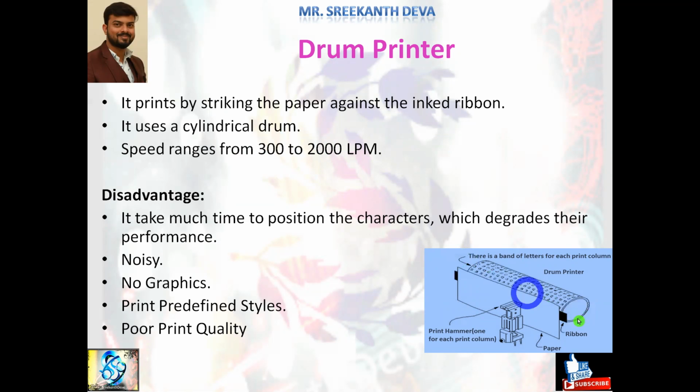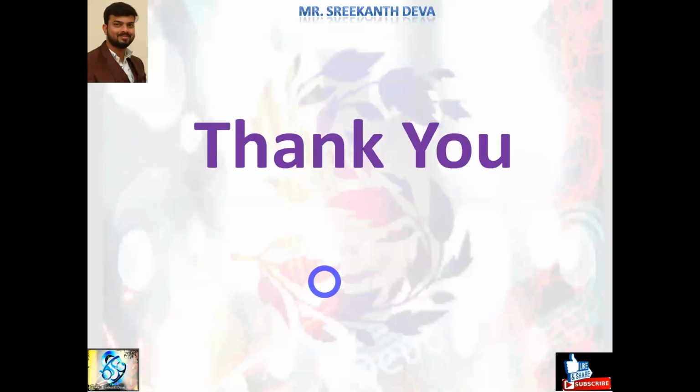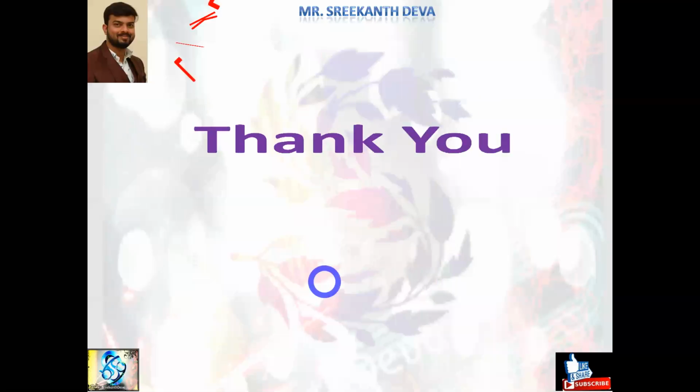In the drum printer, some characters are printed randomly. There is a band of letters for each print column. That is what we call a drum printer. The speed ranges from 300 to 2000 lpm, lines per minute. The hammers print the characters that are arranged in the drum. This is about impact printers, which we have discussed in detail.